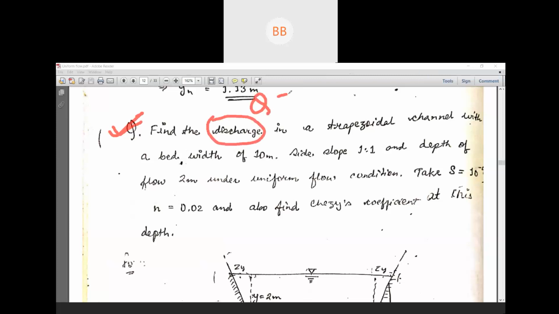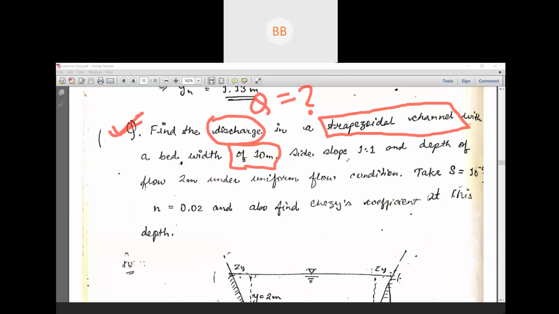That is Q. Q we need to calculate. And then the channel is a trapezoidal channel with a bed width, that is your bottom width of the channel, of 10 meter given. So what is given? Discharge we need to calculate. Channel section is trapezoidal. Bottom width of the channel is 10 meter.